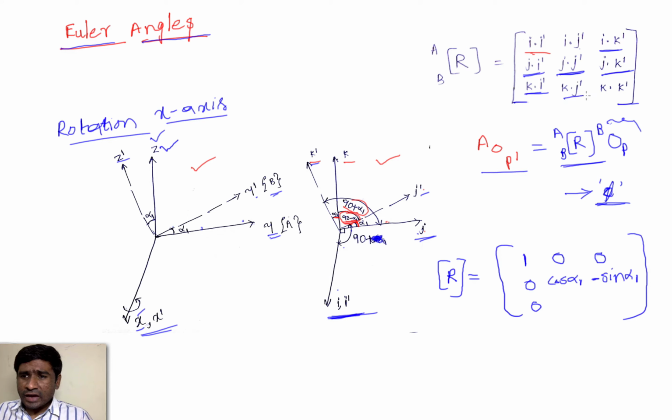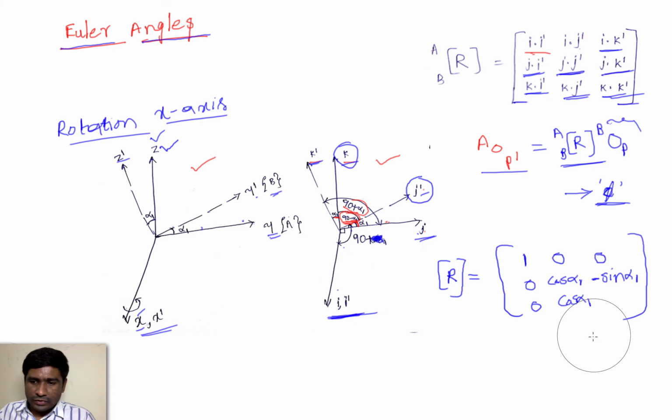And the angle between k and j dash, this is the k and this is the j dash, that is 90 minus alpha. So cos of 90 minus alpha is sine alpha 1 here. And the angle between k and k dash is alpha 1, so here we will get cos alpha 1. So this is the rotational matrix.